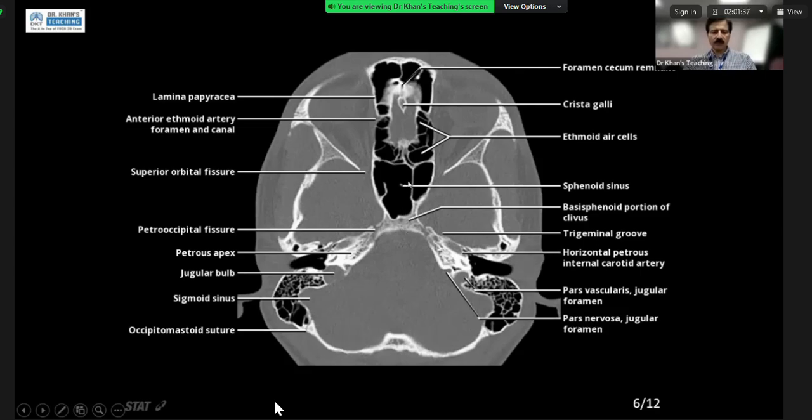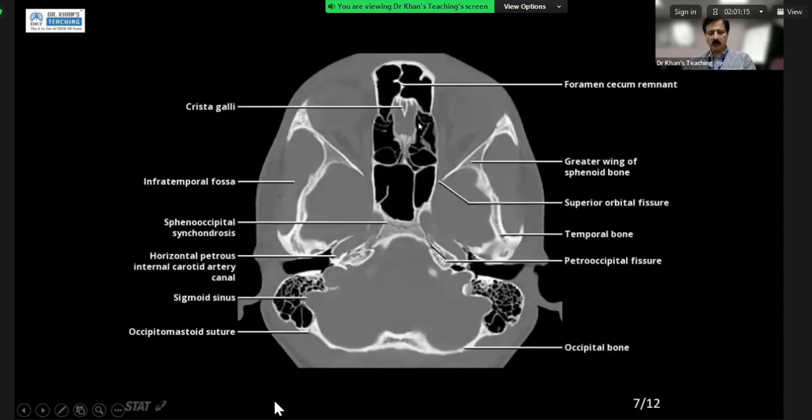Now here, this is the sphenoid sinus and the superior orbital fissure is visible. Now you see this is the middle cranial fossa. Now the orbit is in the view. This sinus is the ethmoid sinus. So this was the sphenoid and this is the ethmoid sinus. Now we go to the next slide.